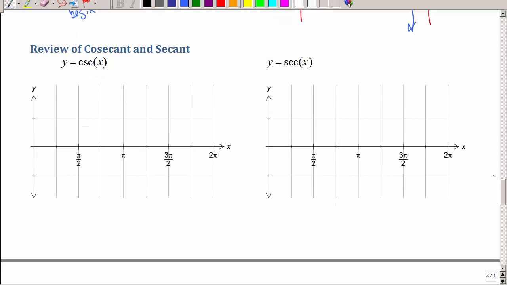Now what about cosecant and secant? Well, cosecant is defined to be 1 over the sine of theta. So it's the reciprocal, and a reciprocal flips things. So let's look at the sine wave. Remember, it looked like this.